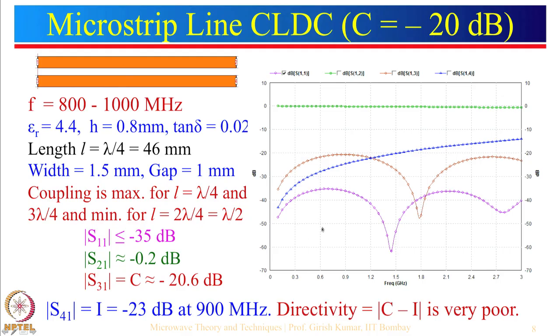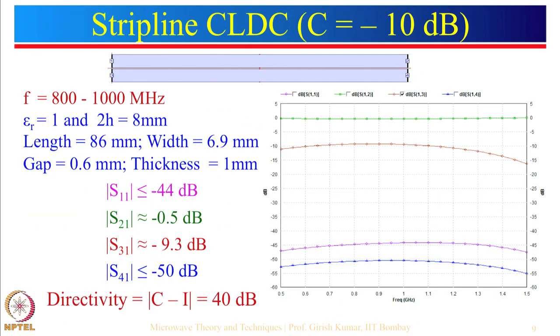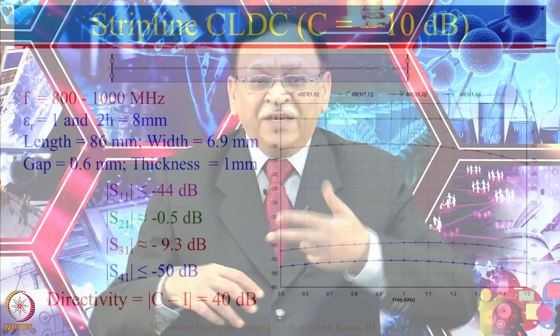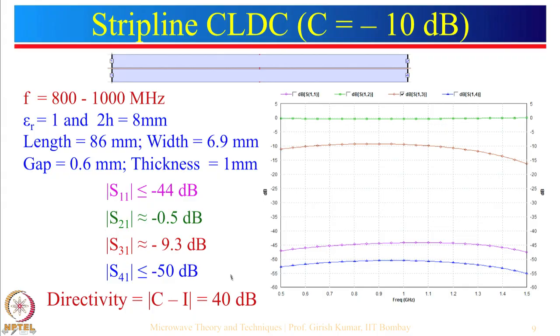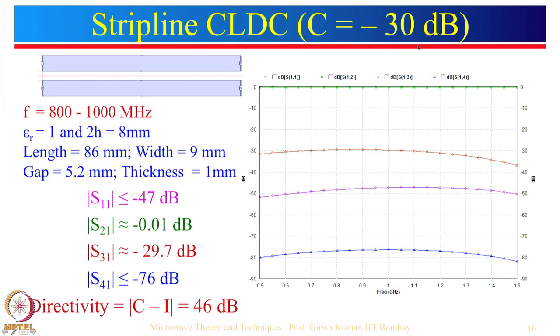We noticed that the directivity was very poor, and that is not acceptable for many applications. So, we looked at the concept of the strip line, and we used air as a substrate, or you can say we used two metallic plates suspended in the air, with a ground plane on the top as well as at the bottom. In this case, for 10 dB coupling, we got about 40 dB directivity, and even for 30 dB coupling, we got more than 40 dB directivity.